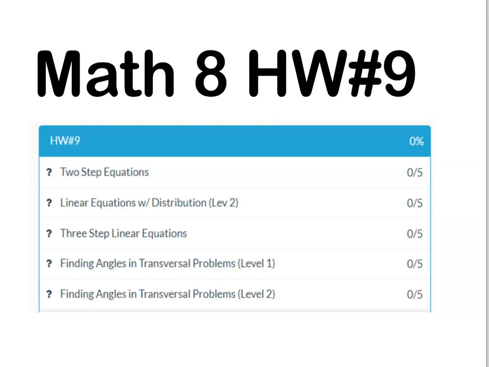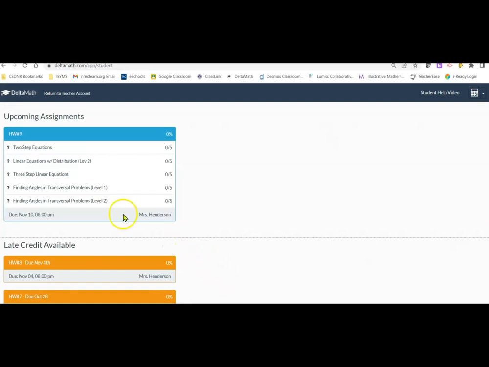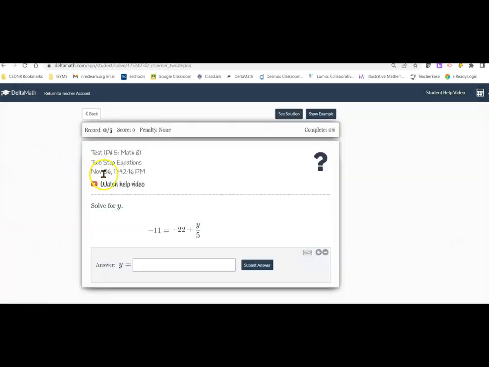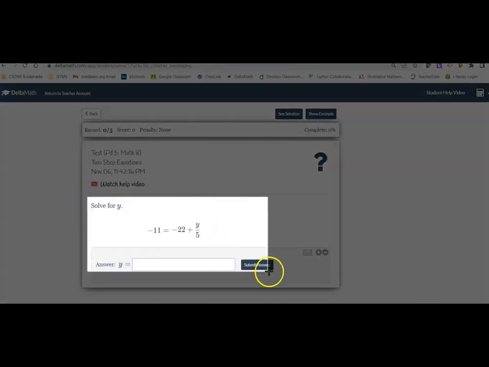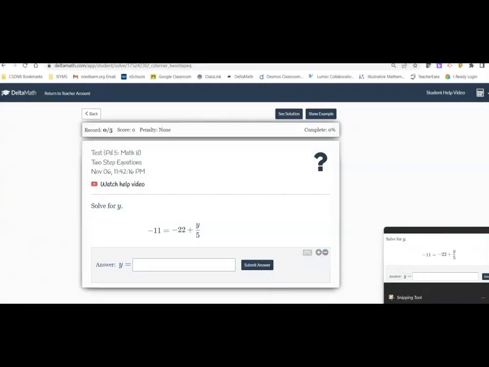This tutorial will help you to complete the questions on homework number 9. The first lesson is on two-step equations. So with two-step equations, you want to isolate the variable by adding or subtracting the constant to both sides, and then multiplying or dividing to clear your coefficient. Let's take a screenshot of this question here, which asks us to solve for y.